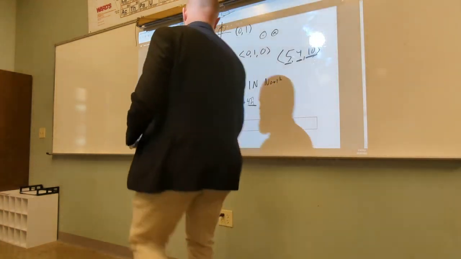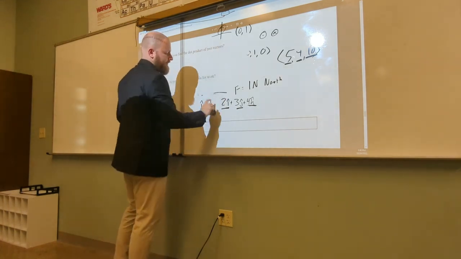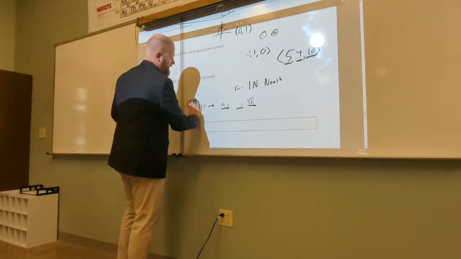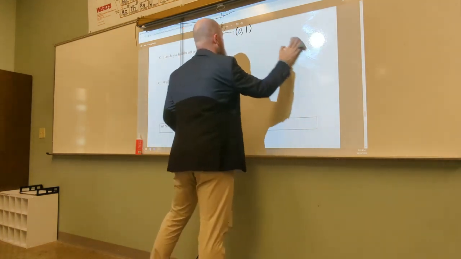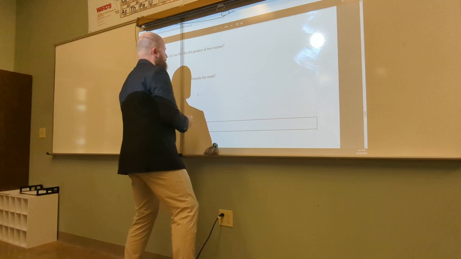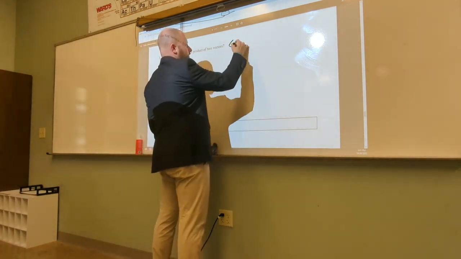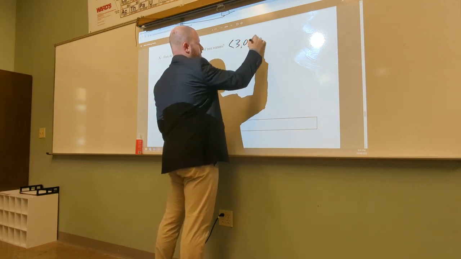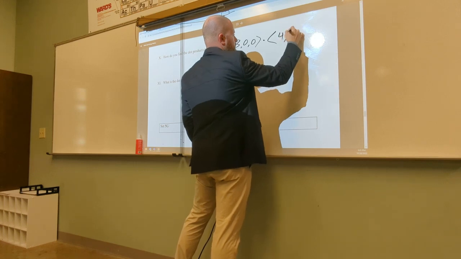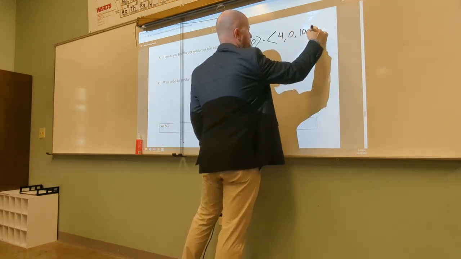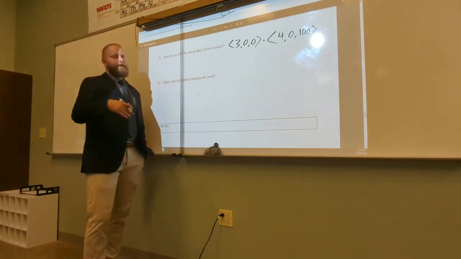So I'm going to go ahead and erase for a second. We know that we're going to get a scalar answer, okay? So we're going to end up getting completely rid of the direction, and we'll end up with just a number, okay? Without any direction. So, let's say I have something like this. Let's say I have 3, 0, 0, dot 4, 0, 100.